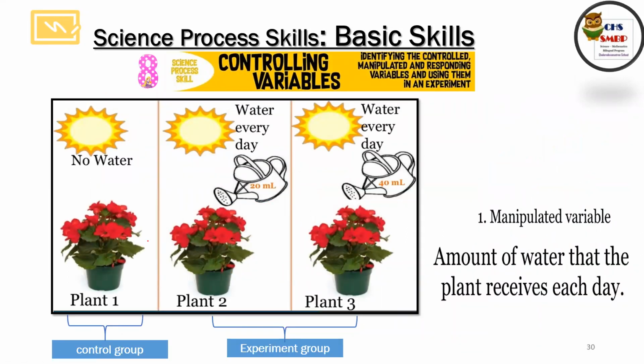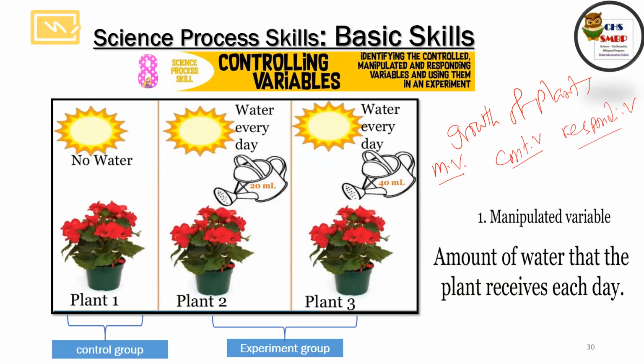Now if you look at this example, you see 3 plants, and you would like to check the growth of the plants. What variables can you see? So let me write down manipulating variable, constant variable, and responding variable, right? Which variable do we change? Variable 1 is the sunlight, variable 2 is water. What do we experiment? We experiment the plants and the growth. We would like to see the growth. So growth is the responding variable.